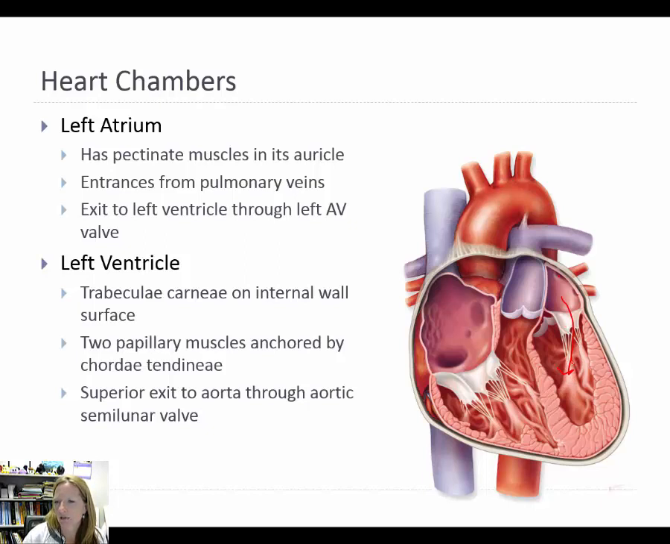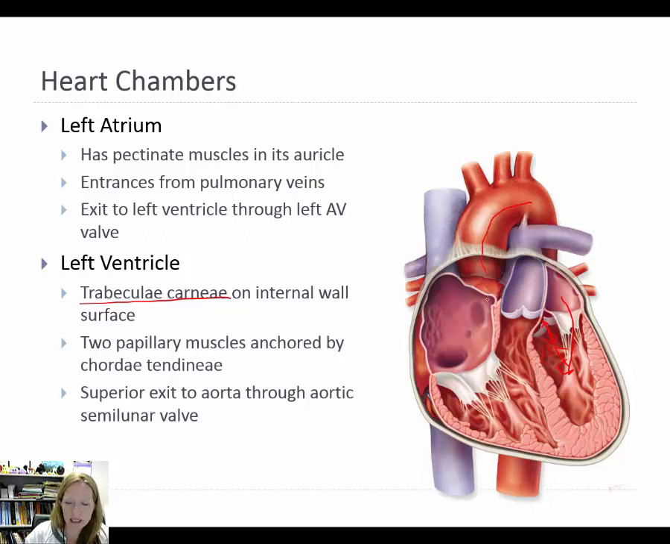Let's take a look at the left ventricle. Again, you still have some of those muscular, prominent ridges found in there. Two papillary muscles. And again, you have more of those strings, those cords. And the exit, you can't see the exit very well, but it has to go through that aortic valve, and then it's back behind that pulmonary trunk from there.